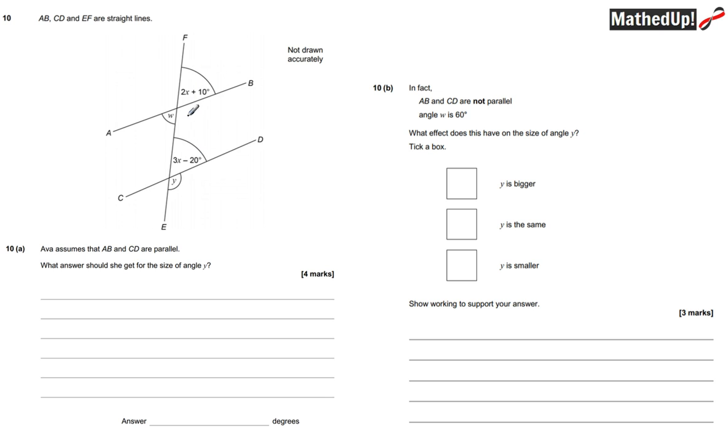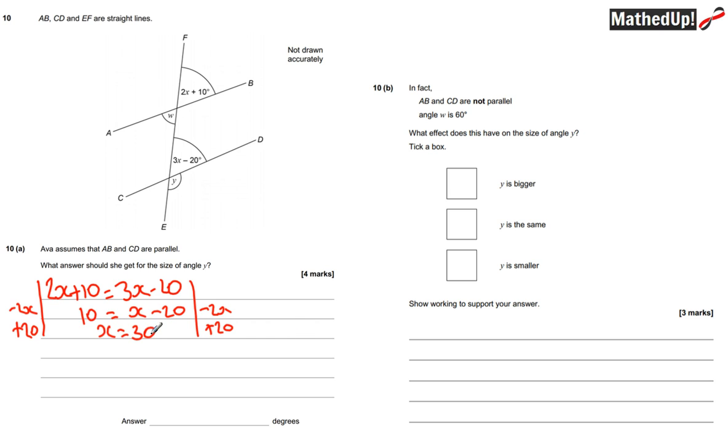And because they both contain the letter x as an unknown, we should be able to solve what x is using these two angles, because I know that 2x plus 10 must be equal to 3x take away 20. So I can solve this by saying, well, if I subtract 2x from both sides, that's going to be 10 is equal to x take away 20. I can then add 20 to both sides, and that tells me that 30 is equal to x, or x is equal to 30.